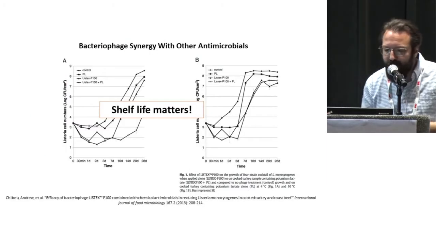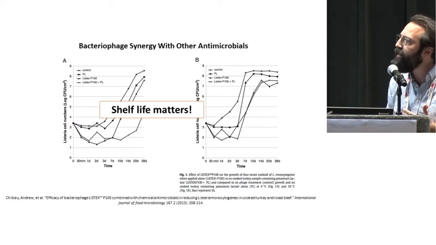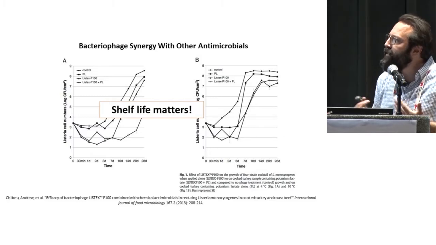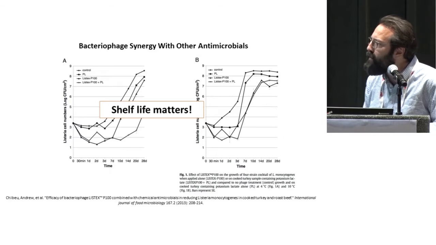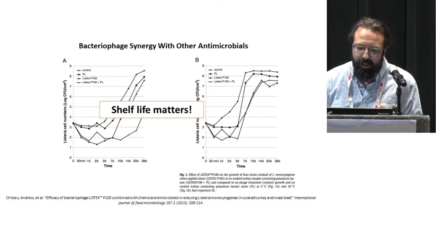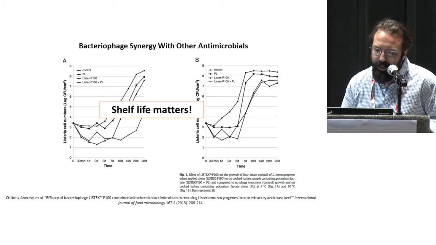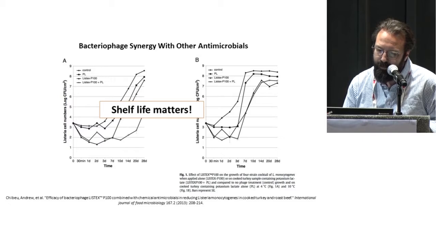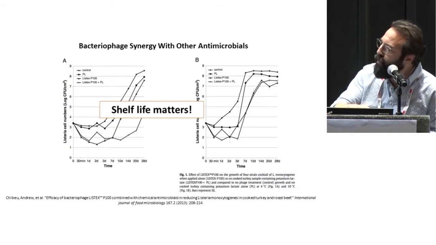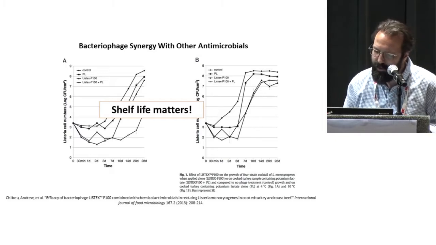Here's another example from a different group where they're also looking to see if they could use bacteriophage in synergy with other antimicrobial compounds. And here they were looking at potassium lactate and its application in deli meats. This is some smoked turkey. And what you see is this top line here is their control with no phage or PL added. And you see the Listeria growing. The A is at 4 degrees and the B is at 10 degrees Celsius.